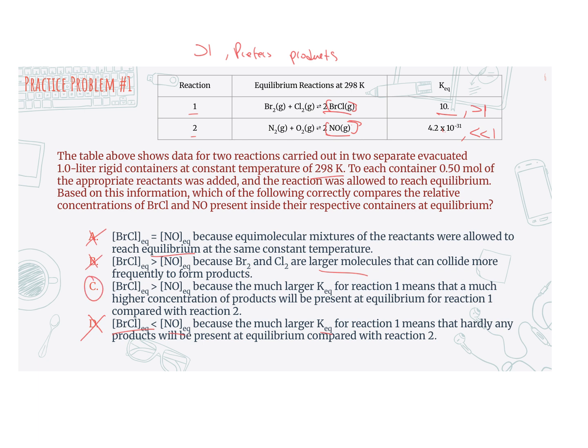The only correct answer here is C. The concentration of BrCl is going to be greater than the concentration of NO because this equilibrium constant is greater than 1, which means it prefers products. Whereas for this reaction, because it's so small, it basically won't happen. If you mix these two in a container, you'll basically just have nitrogen and oxygen gas floating around with hardly any, if really any, 2NO at all being produced.